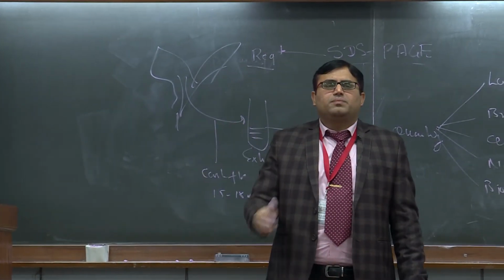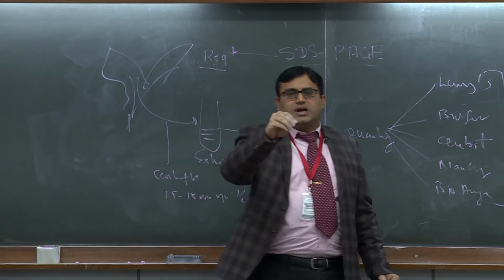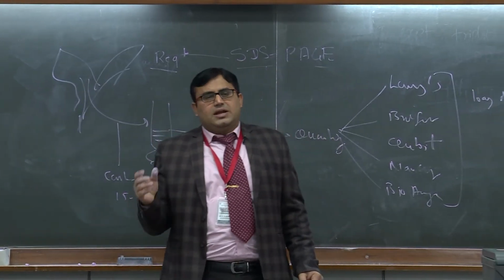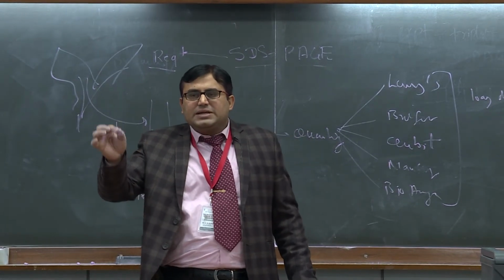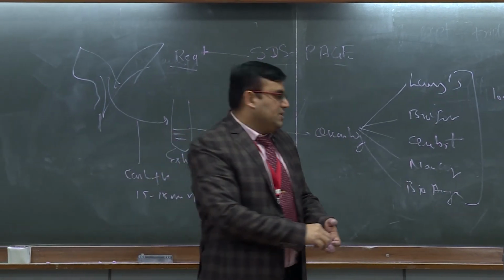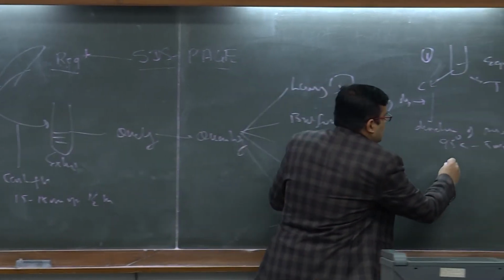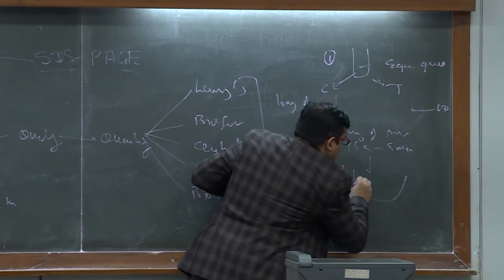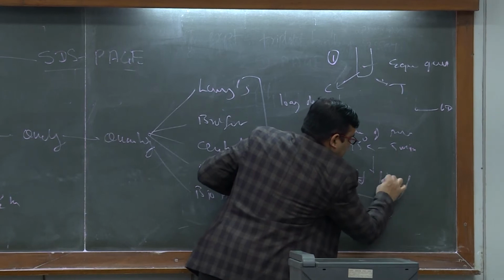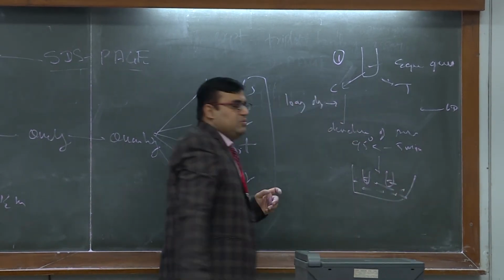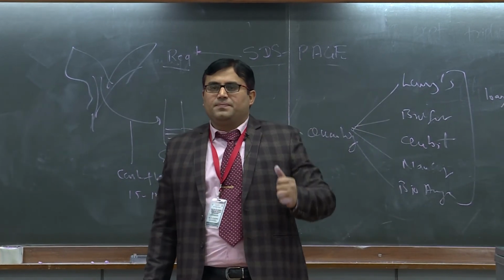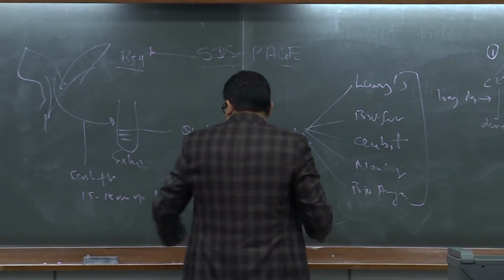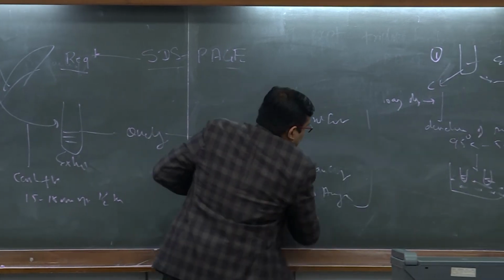So you can use any dry block. There is a dry heater, where you can keep it at 95 degrees Celsius for 5 minutes. Then take it out and immediately keep it in ice. Now this is ready to be loaded.